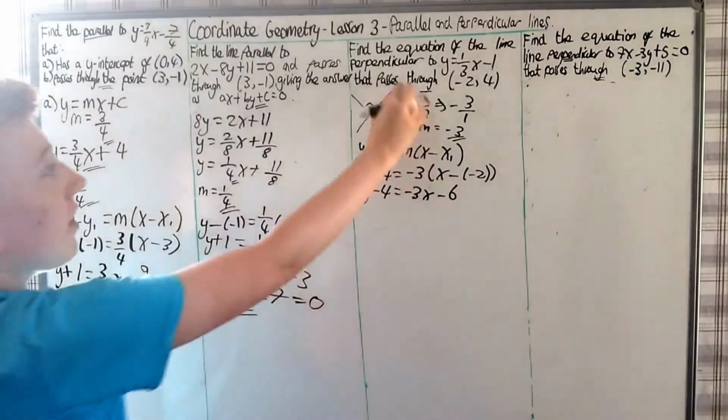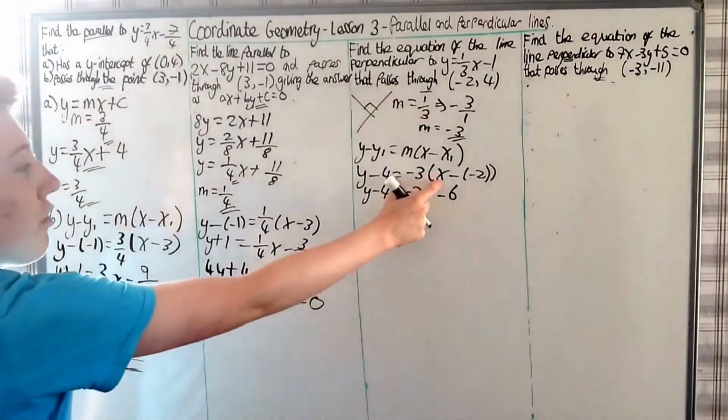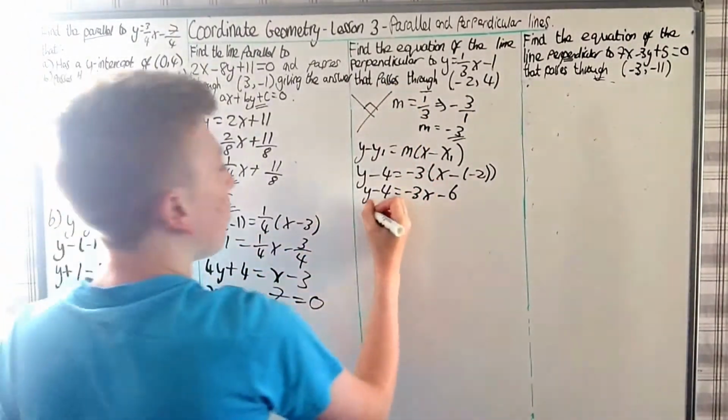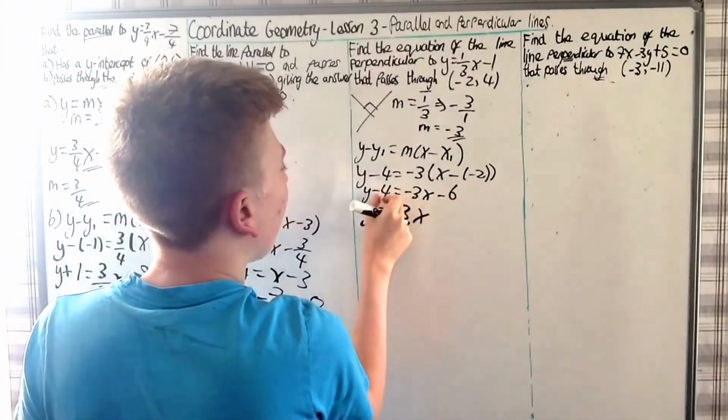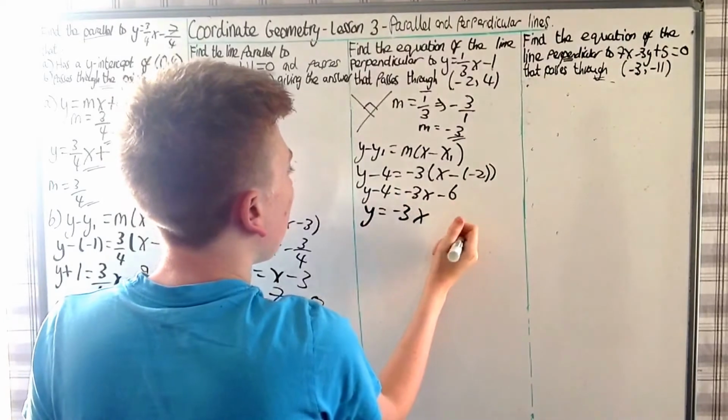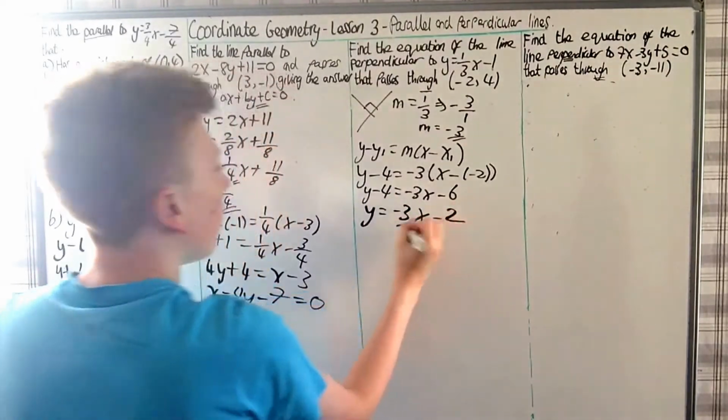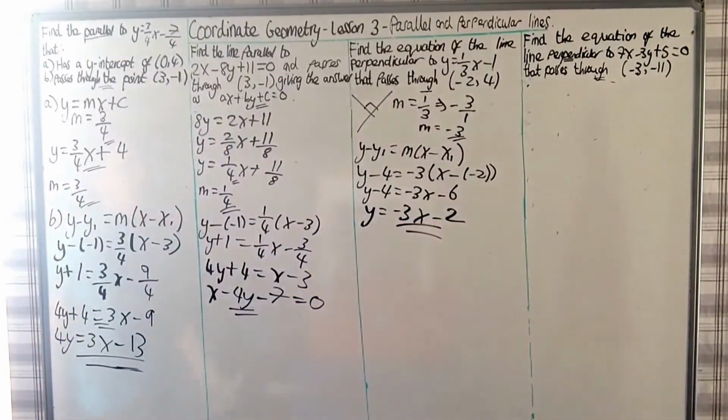And then it doesn't ask for a particular form, so this would actually get us full marks, but we'll put it in the form y equals mx plus c to guarantee we do get that full marks. So doing that, we have minus 6, this is going to become a positive 4, minus 6 add 4, it's minus 2. So there's the answer to that question.